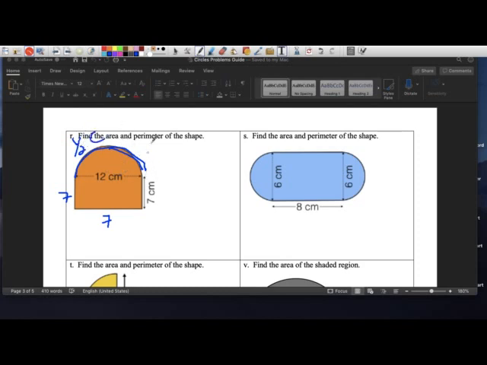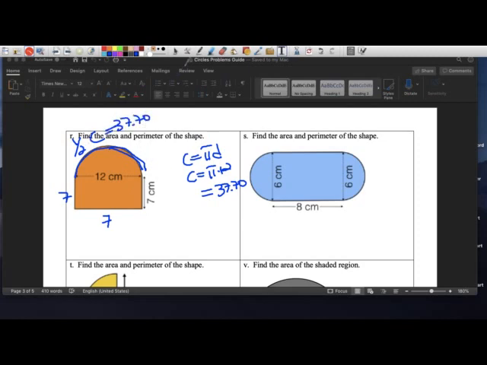Half of the circumference of that circle. So I need to figure that out. C equals pi d. Circumference equals pi, and we have the diameter here, which is 12. Let's multiply that out. 12 times pi equals 37.70. So this part right here, half of the circumference, is 37.70.